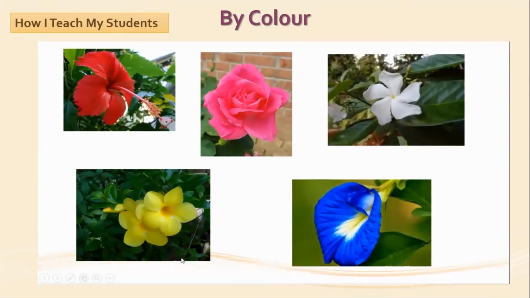Next one is Rukkatana. It has 5 petals. Shall we count them? One, two, three, 4, 5. Yes, there are 5 petals in here. What color is this flower? Yes, it is yellow color.